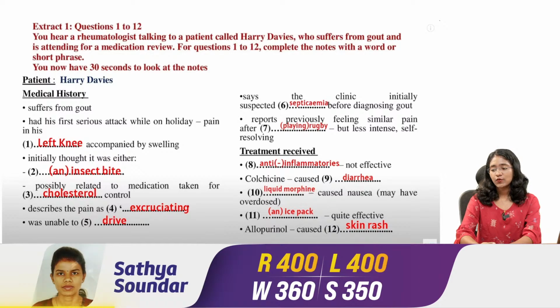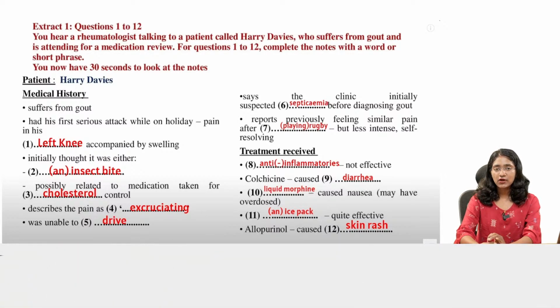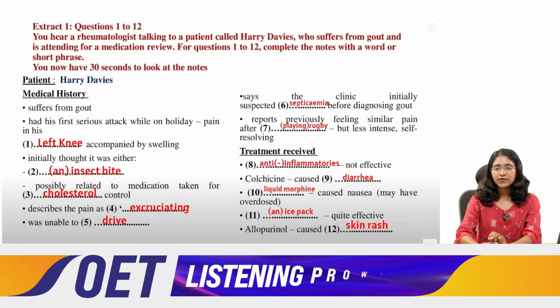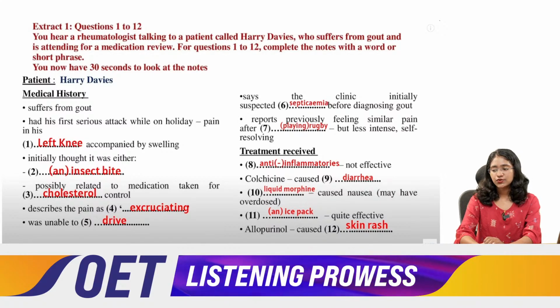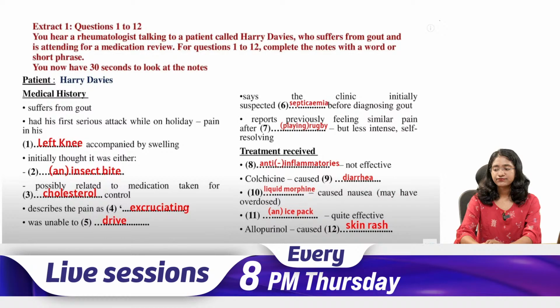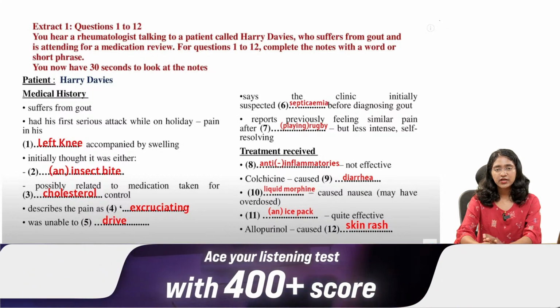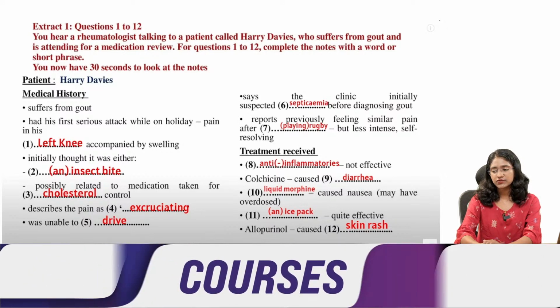Sixth question, says the clinic initially suspected septicemia before diagnosing gout. Next question, seventh question, reports previously feeling similar pain after playing rugby. So if you write playing rugby, your answer is right. If you write rugby, then also your answer is right. But less intense or self-resolving. Treatment received, anti-inflammatories. Hyphen is optional. If you put the hyphen, your answer is right. If you don't put the hyphen, then also your answer is right.